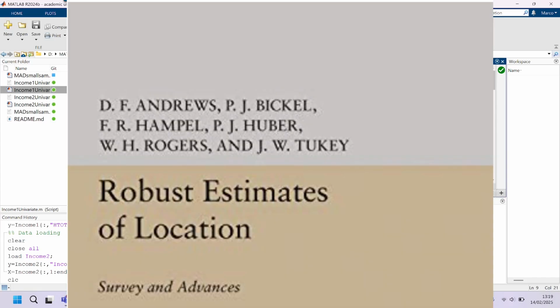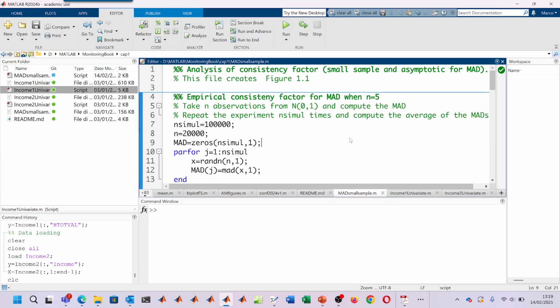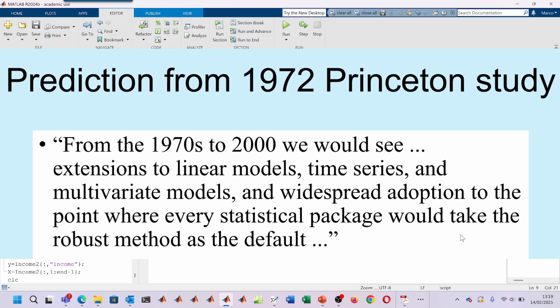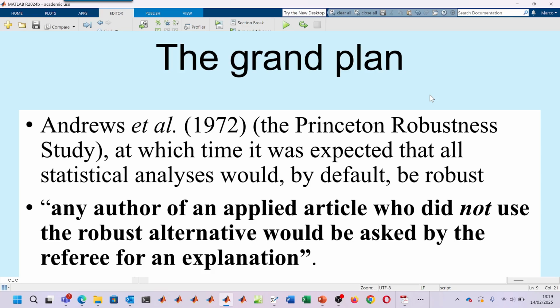This book considered the simple problem of estimating location in a single sample, perhaps from the normal distribution and certainly contaminated. The general feeling then was that the robust methods would expand to cover time series, regression, and so forth, and that eventually John Tukey hoped or intended that computer packages should produce the robust alternative as the default, as opposed to, for example, least squares.